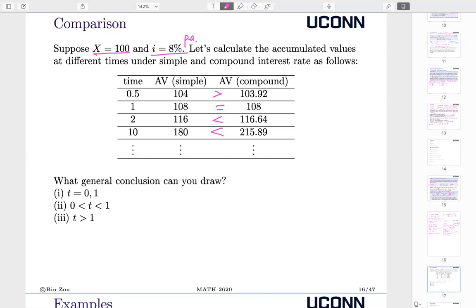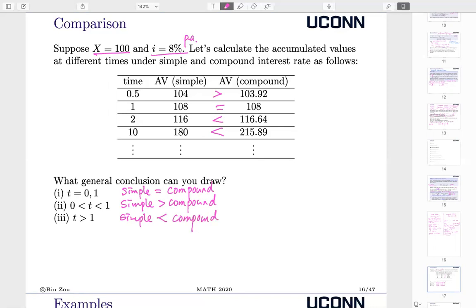So what do we claim? So here we have 3 scenarios, right? At this point, simple interest rate is equal to compound interest rate. When time is between 0 and 1, simple interest rate, I mean the accumulated value at simple interest rate, is actually bigger than compound interest rate. For more than 1 year, simple interest rate is less than compound interest rate.